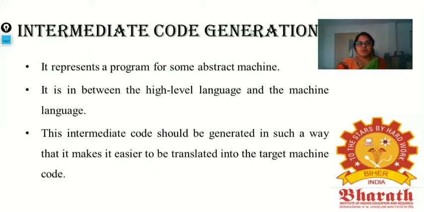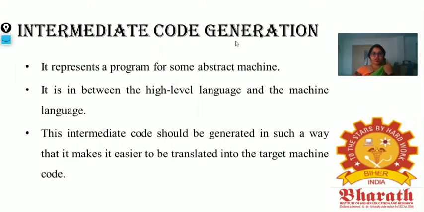So the intermediate code generator represents a program for some abstract machine. And here, the language is in between the high-level language and the machine language. And this intermediate code should be generated in such a way that it is easier to translate.